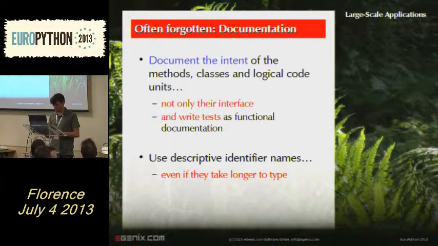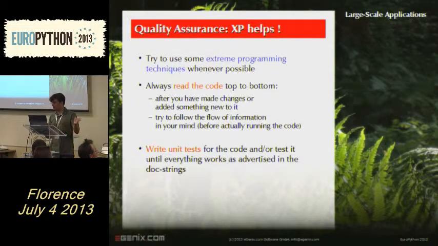Oh yeah, no, this one is very important. Use descriptive identifier names. Yeah, even if you have names that are, I don't know, 40, 50 characters long, you have autocompletion in the editor, so it doesn't really matter. It does matter when you read the code, because you can immediately see what that method is supposed to do, even if you don't know that method.